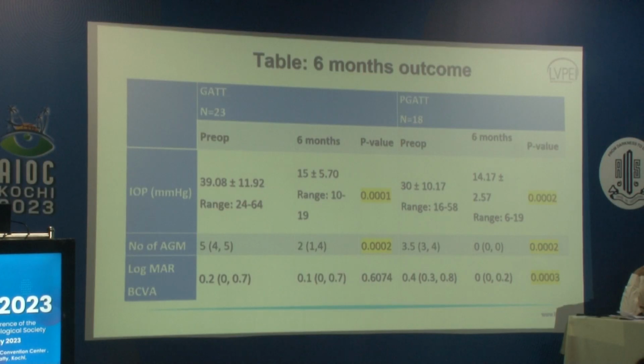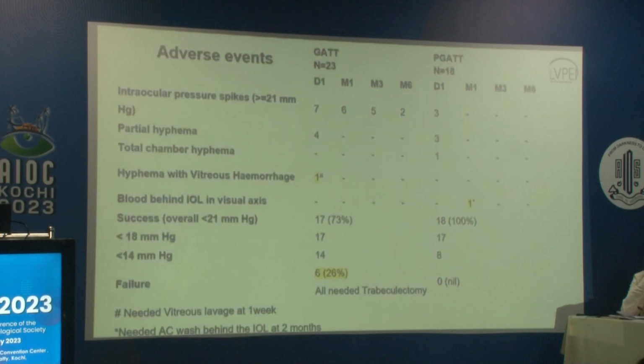So in the 6 months outcome, we saw that in both the groups, the IOP had reduced significantly, as seen from the p-value here, and also the number of AGM. And of course, visual acuity improved in the phaco GAT patients because they also underwent cataract surgery.